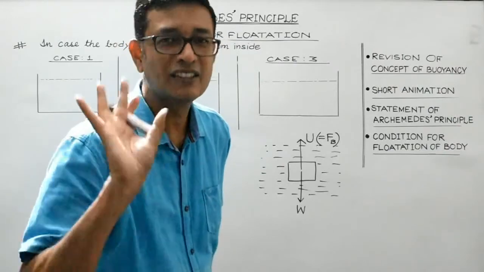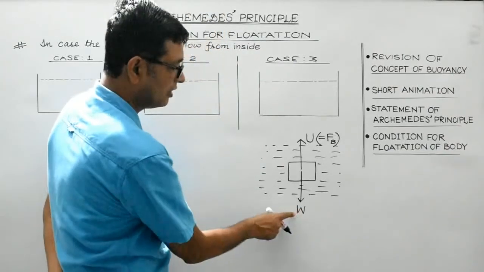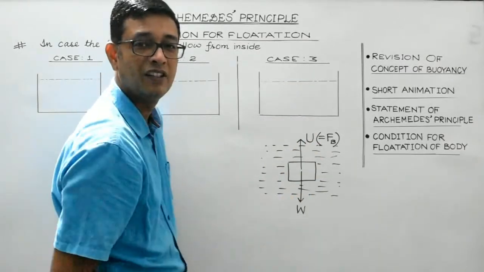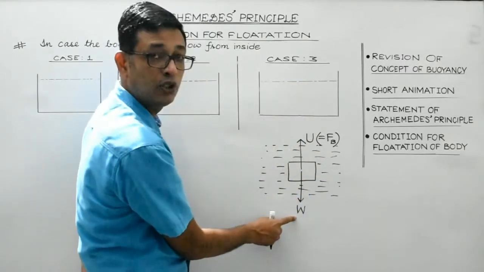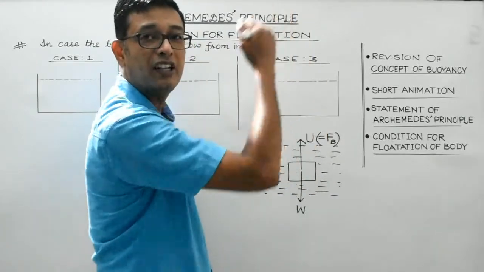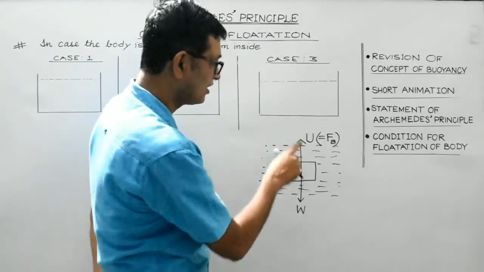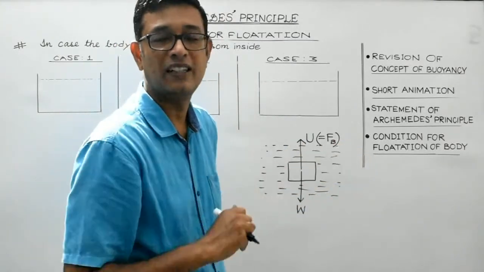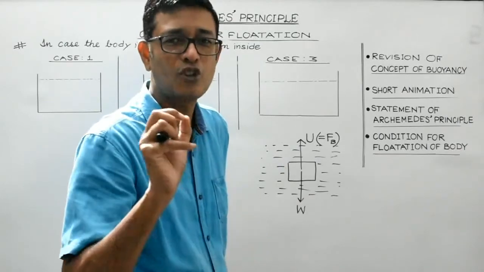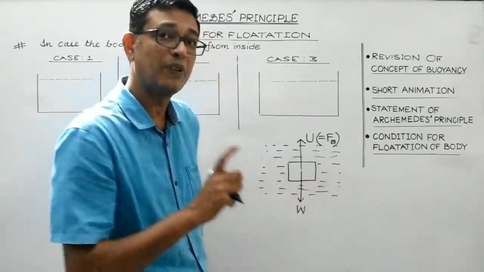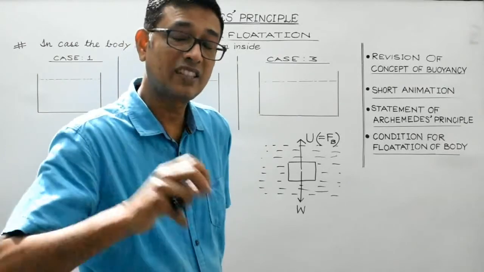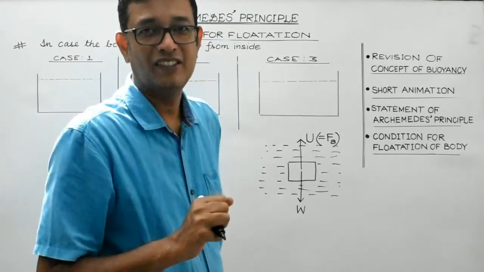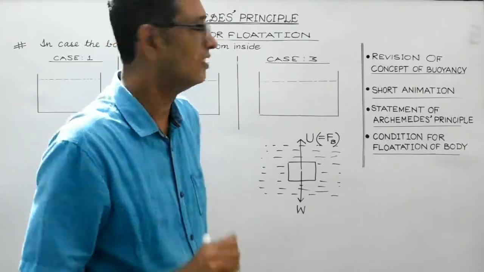Now, it's common sense, students. Simple. If W is greater than U, then the body will go down. If U is greater than W, then the body will move in the upward direction. And in case U is equal to W, then it will become stable at that position. Isn't it? It's common sense. So this is how we can predict whether a body will sink or it will float. So basically there are two cases. We'll discuss it in detail.